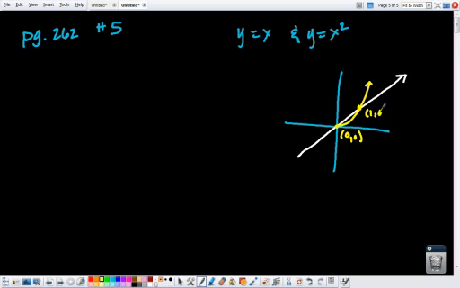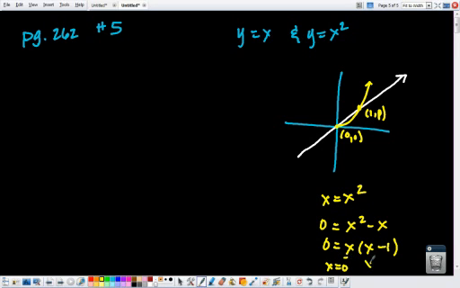And if I wasn't sure about that, I could set these equal to each other and then solve for x. This is how I would do that. I factor x out, and it's x times (x minus 1). So I have x equals 0, which makes the whole equation 0, and x equals 1. So that tells me where they intersect, or I could know that from the graph.